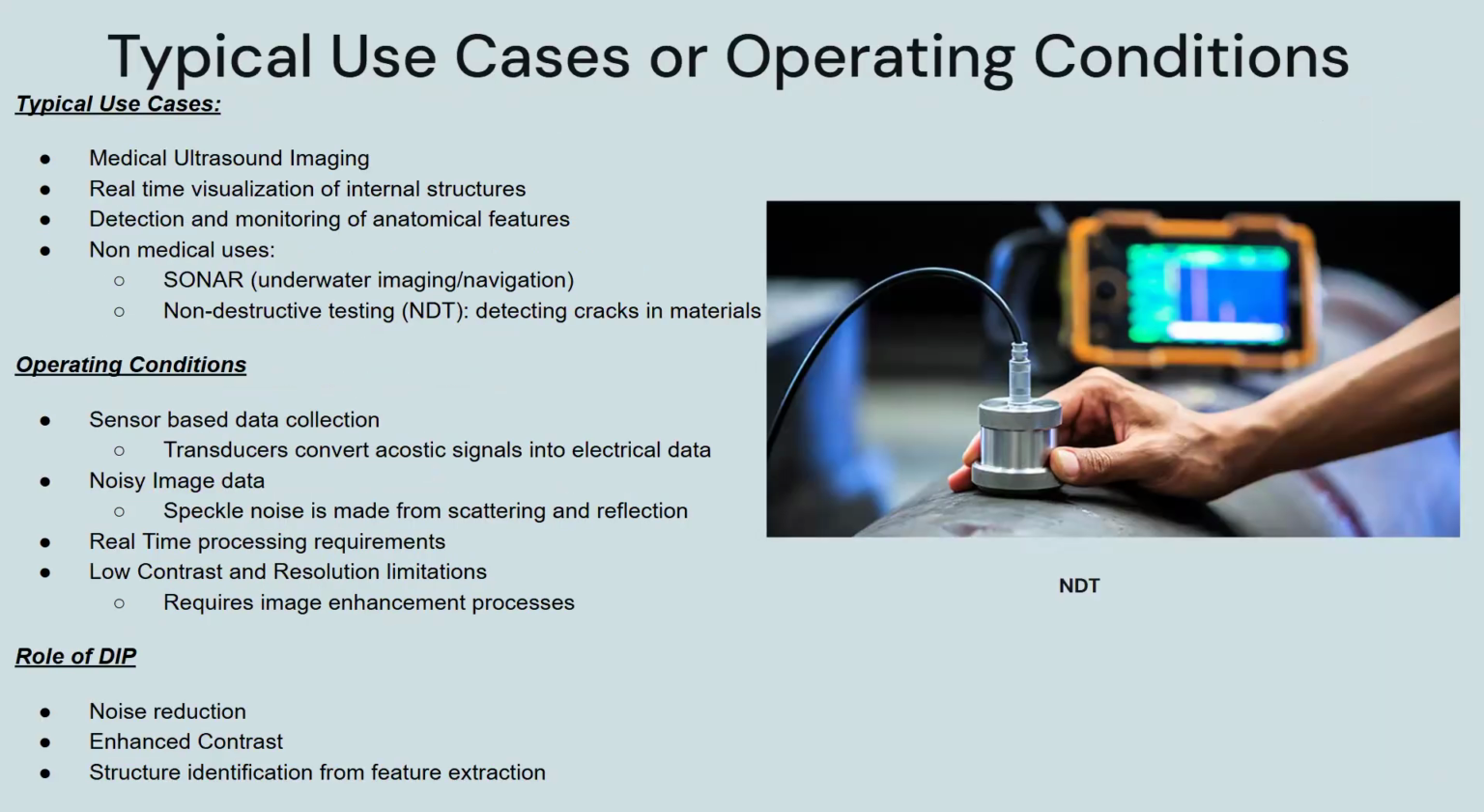Some typical use cases for operating conditions of this project: typical use cases of digital image processing can include diagnostic imaging, where internal structures of the body are visualized in real time. These systems are widely used to monitor and detect anatomical features. Ultrasound imaging operates under several important operating conditions. The data is acquired using transducers, which act as sensors that convert acoustic signals into electrical signals. These signals are often affected by scattering and reflections, which introduce noise such as speckle. Digital image processing plays a large role in noise reduction and contrast enhancement.